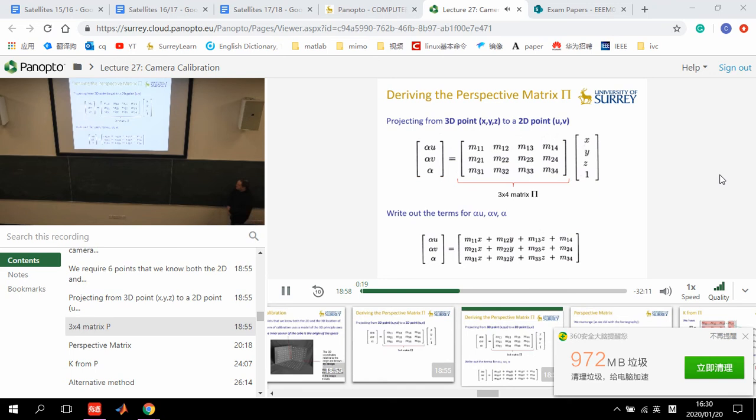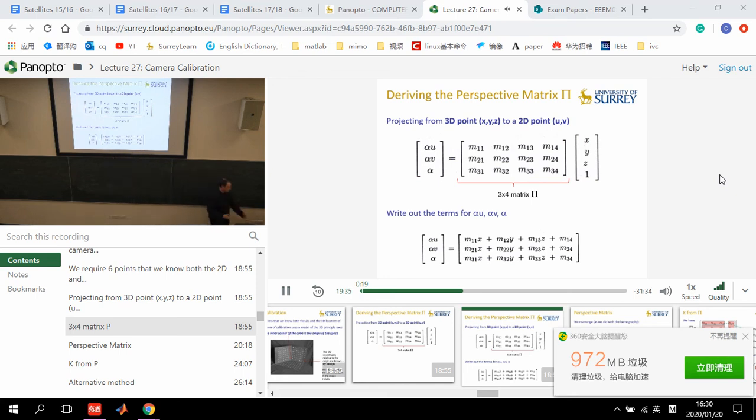So the first thing we can do is write out the terms for alpha u, alpha v, and alpha. This is fairly straightforward because we're just going to take this matrix here and multiply it by the column vector, which is our 3D point input in homogeneous form, to get each of those terms. So alpha u is going to be m11 times x plus m12 times y plus m13 times z plus m14 times 1, which gives us this row here. So alpha u is equal to this first row, alpha v the second, and alpha the third.